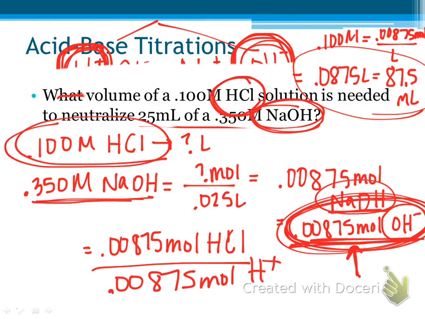So for these problems, it's super important that you take a step back and think about how many hydrogen ions do I have, how many hydroxide ions do I have, and how can they combine to form water, right? What's my ratio between hydrogen ions and hydroxide ions? You have got to think about that ratio. And in this case, they're 1 to 1. So that means for every hydroxide ion that I have, I need a hydrogen plus ion. That's why we have the same number of moles here as here.